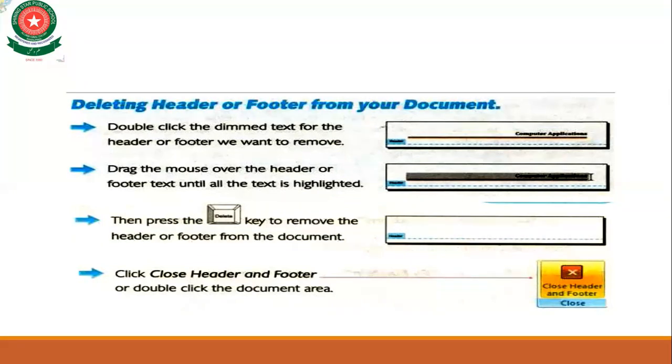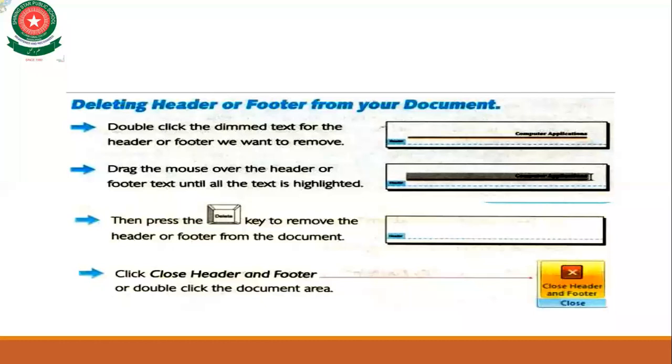Drag the mouse over the header or footer text until all the text is highlighted. Okay. First of all, double click the dim text for the header or footer we want to remove, whenever you want to remove a header or a footer. Now drag the mouse over the header or footer text until all the text is highlighted. Then press the delete key to remove the header or footer from the document. Now click close header and footer or double click the document area. By doing this, you can remove the header and footer from your document.